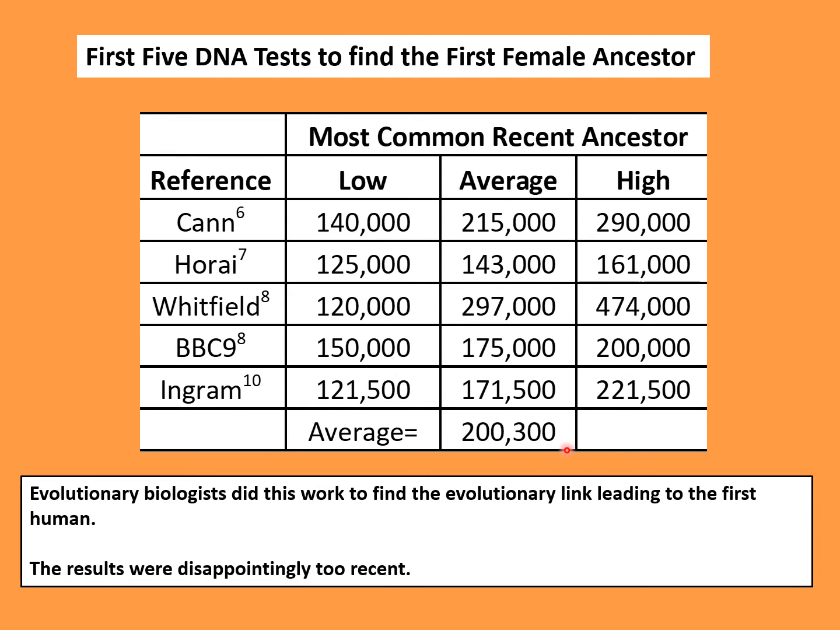200,000 years ago. Now this work on all these 5 cases was done by evolutionary biologists, and they were doing it to find the link to the first human being that lived on Earth. They were thinking it would be a chimpanzee to a human, and the results were disappointingly too recent. They were expecting quite a bit larger number than 200,000.